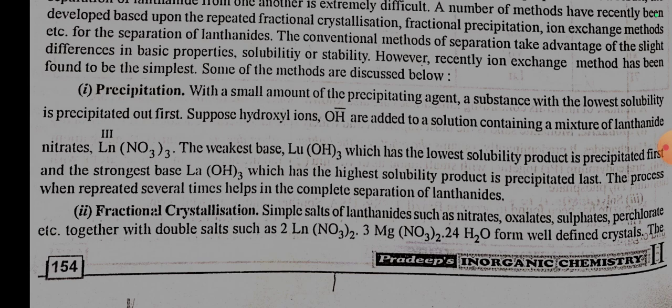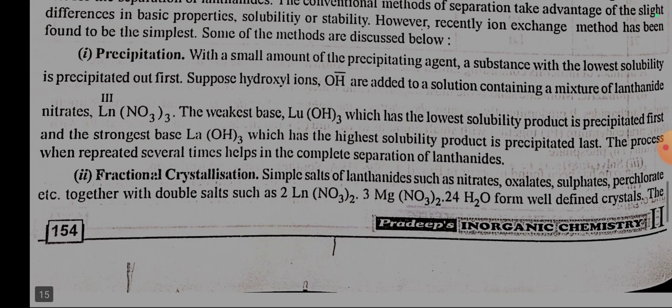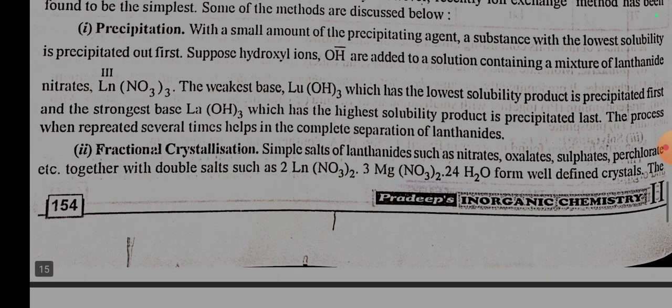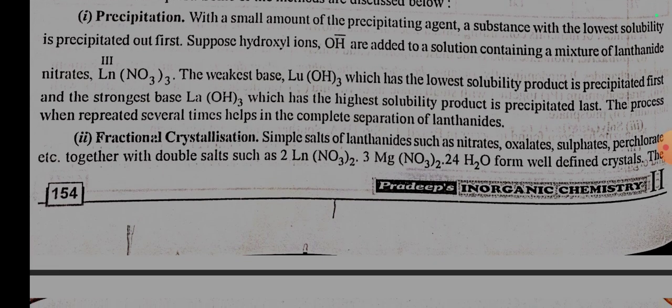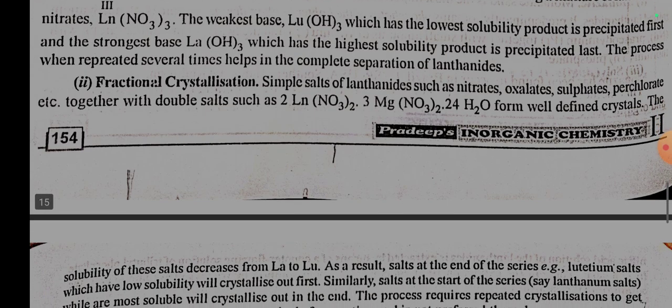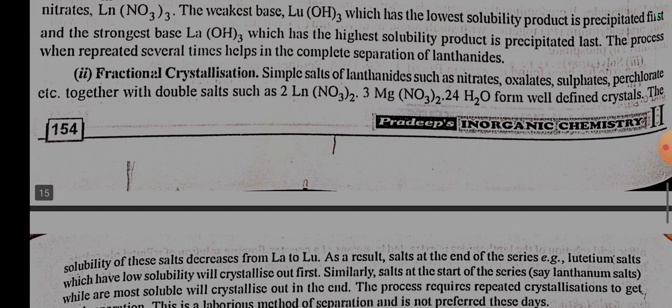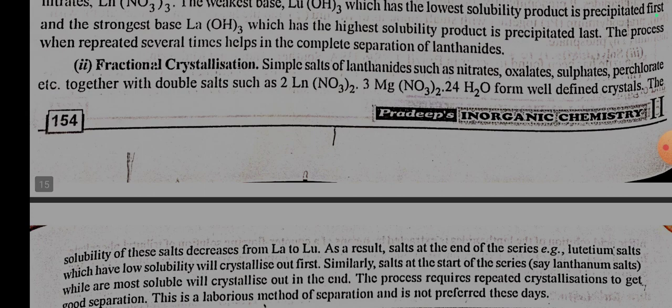Number 1, precipitation. With a small amount of the precipitating agent, the substance with the lowest solubility is precipitated out first. Suppose hydroxyl ions, OH-, are added to a solution containing a mixture of lanthanide nitrates, Ln(NO3)3. The weakest base, Lu(OH)3, which has the lowest solubility product, is precipitated first, and the strongest base, La(OH)3, which has the highest solubility product, is precipitated last. The process, when repeated several times, helps in the complete separation of lanthanides.